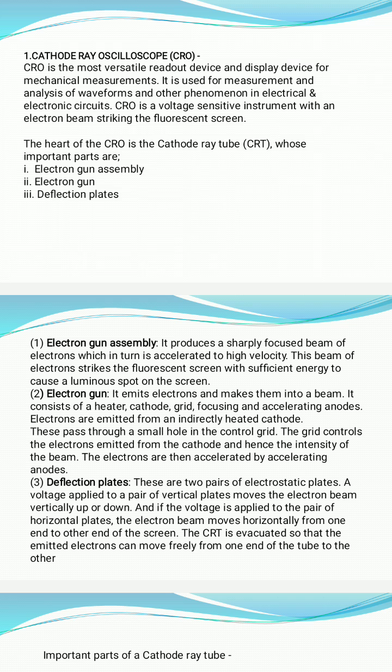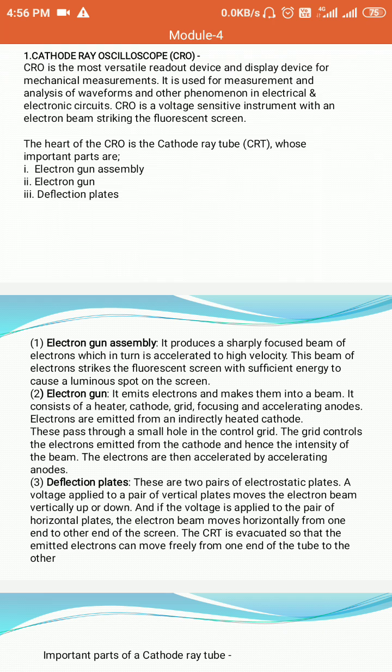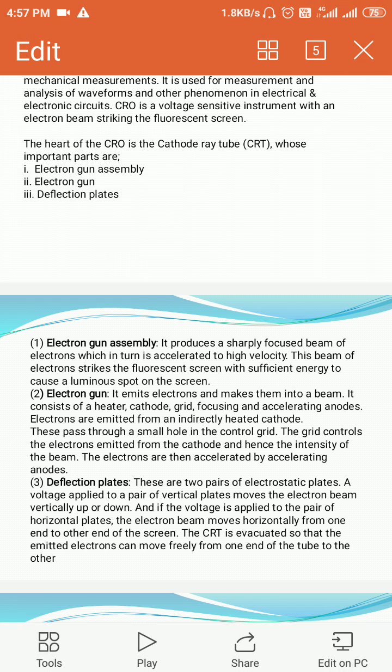The screen which we see in the computer monitors and television screens is called a cathode ray tube. A cathode ray tube, CRT, is the heart of the cathode ray oscilloscope. Thus, the CRO is defined as a readout device or a terminating device, and it displays the signals. It is used for measurement and analysis of waveforms. As I said, the heart of the CRO is the cathode ray tube, and it has three important elements.